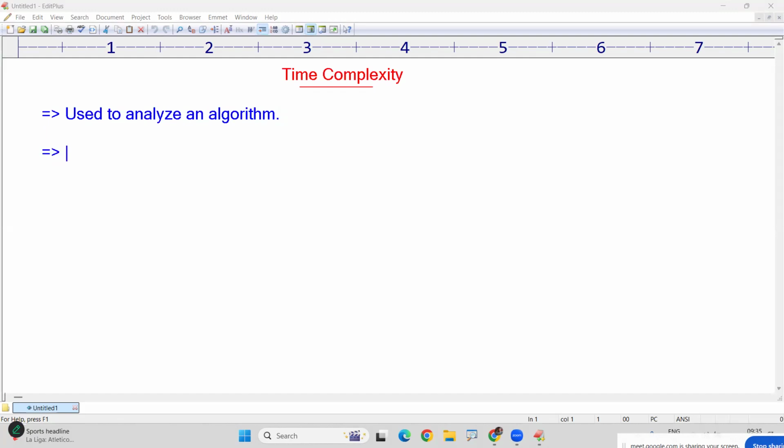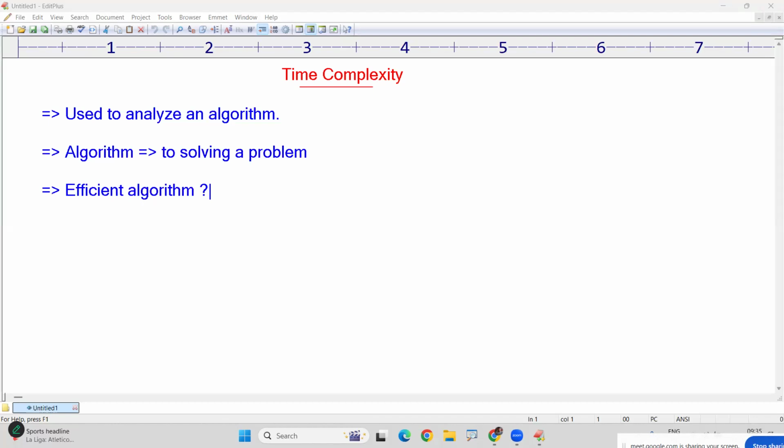An algorithm is a step-by-step process for solving a problem. But here, whether that algorithm is an efficient algorithm to solve the problem or not, that we can understand with the help of time complexity only.